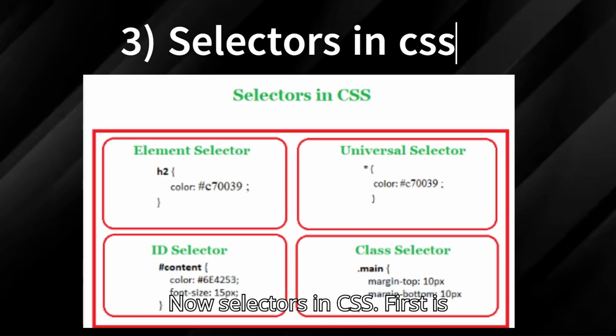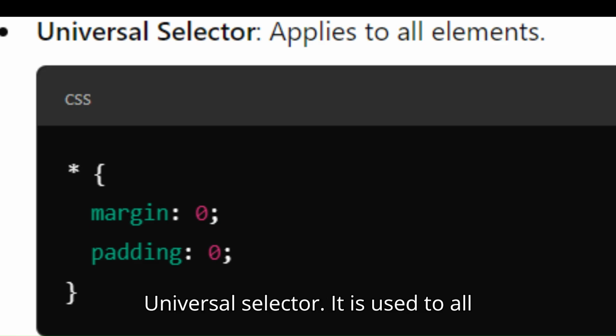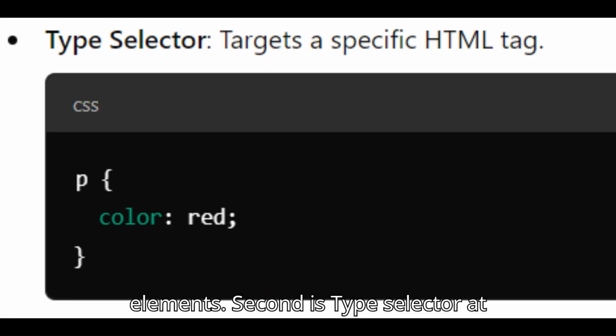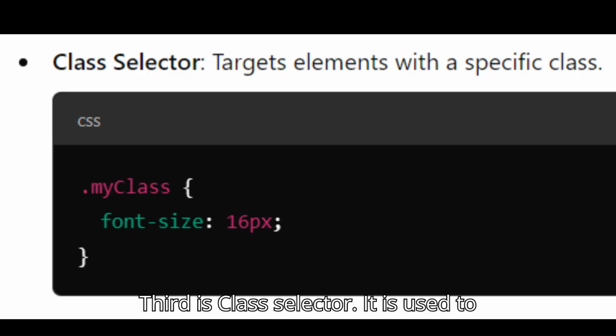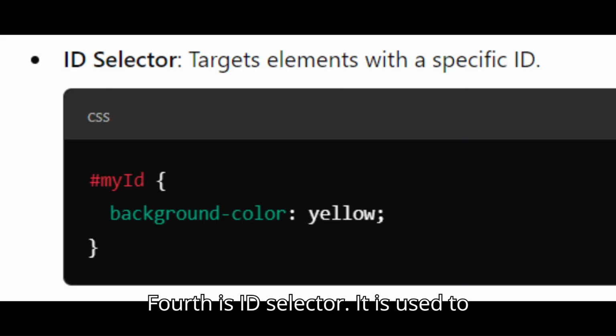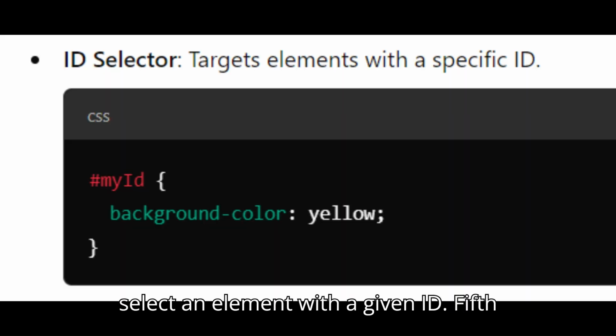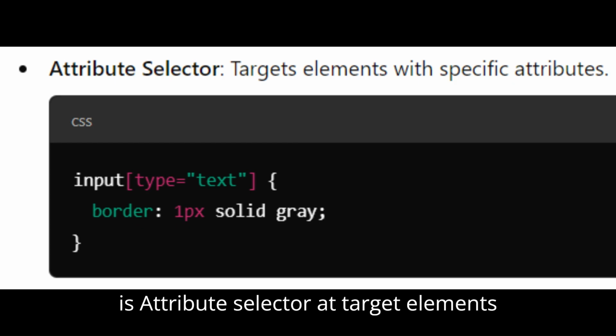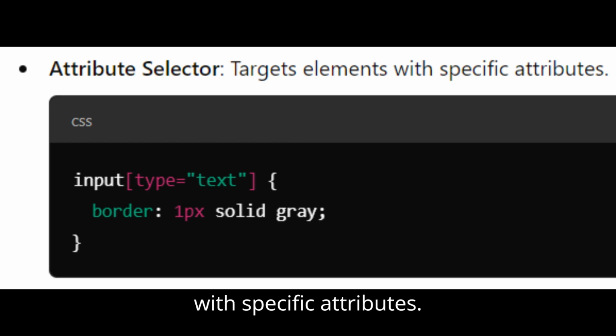Now selectors in CSS. First is the universal selector. It is used on all elements. Second is the type selector. It targets specific HTML tags. Third is the class selector. It is used to select an element with a given class. Class selector uses a dot in code. Fourth is the ID selector. It is used to select an element with a given ID. Fifth is the attribute selector. It targets elements with specific attributes.